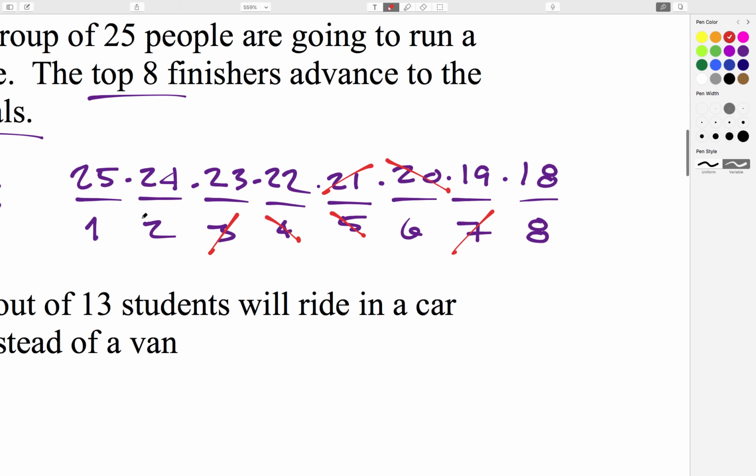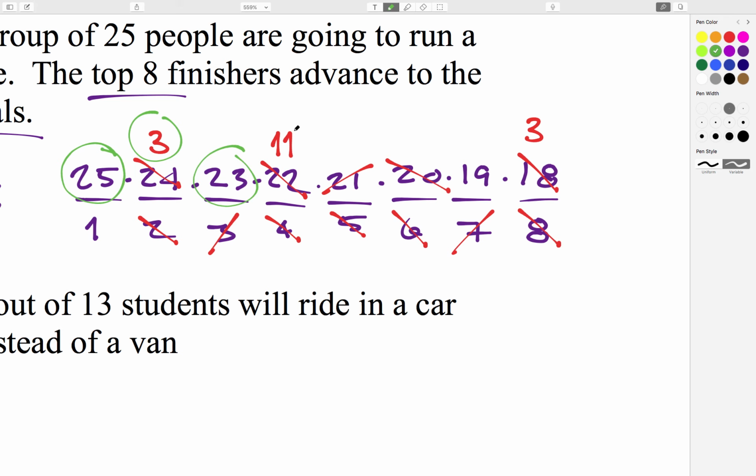I also know that 2 simplifies with 22, giving me 11. I also know that 6 simplifies with 18, giving me 3. I also know that 24 and 8 simplify, giving me 3. And since I cancelled out everything on the bottom, all you need to do is multiply the numbers left over on the top. The 1 didn't cancel out, but it doesn't matter if you divide by 1, so you can just ignore it.